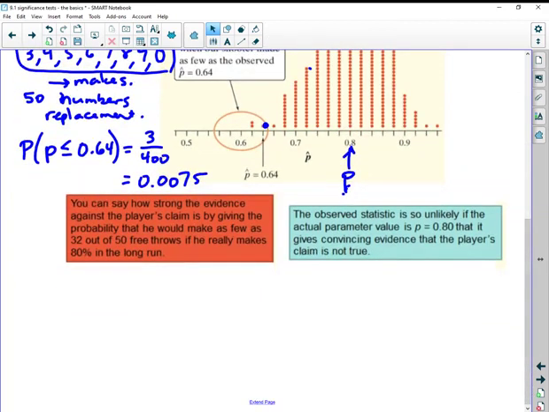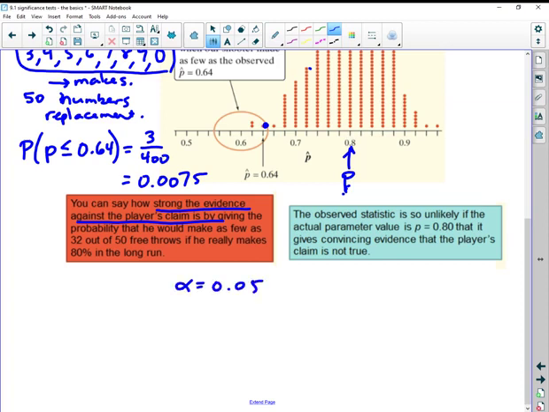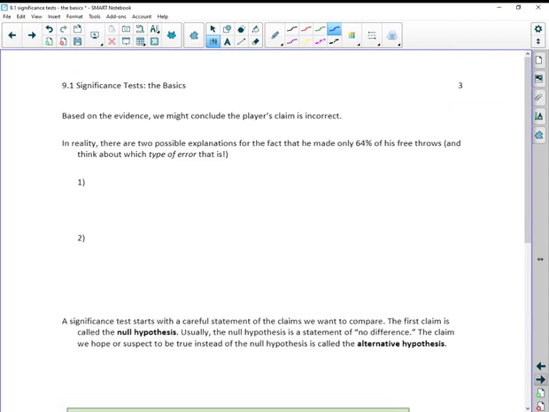So that is a pretty low probability of happening strictly as a result of chance variation. I would say this is strong evidence against this player's claim, because it would be highly unlikely, especially compared to an alpha level of 0.05. That gives me convincing evidence that the player's claim is not true. Based on this evidence, we could conclude that the player's claim is incorrect, and that's what we would do with a test situation.